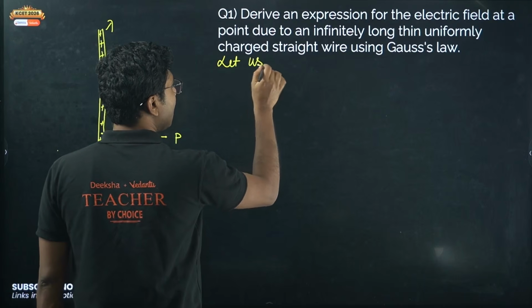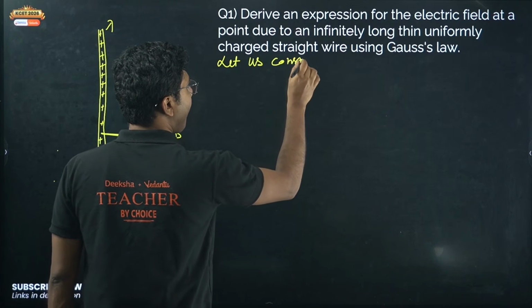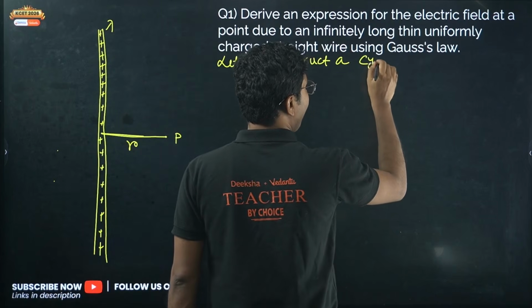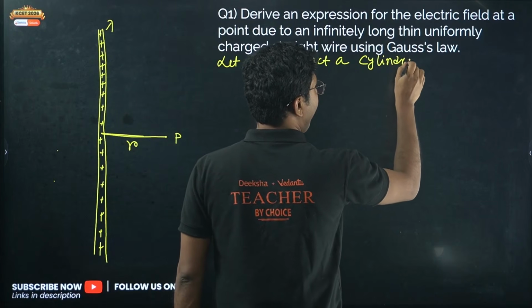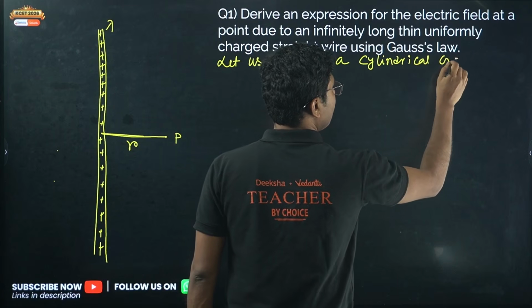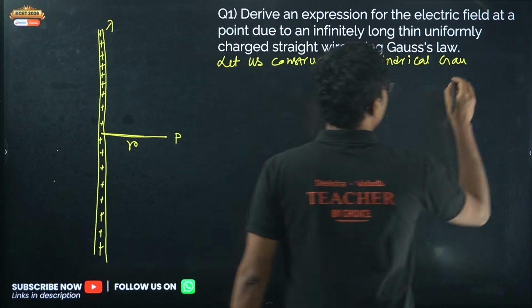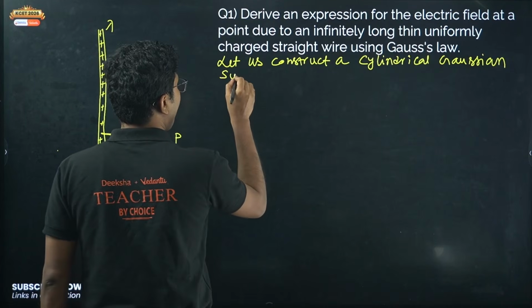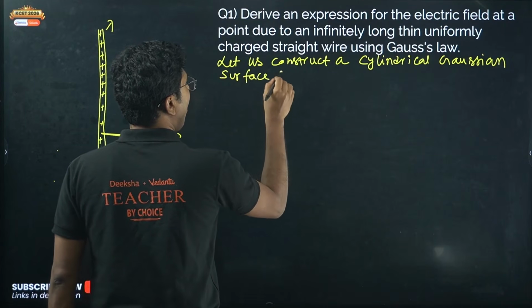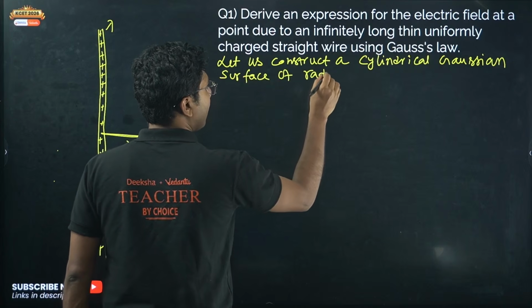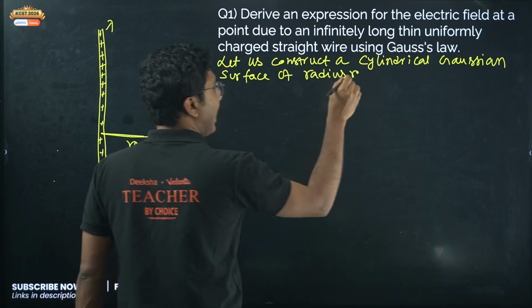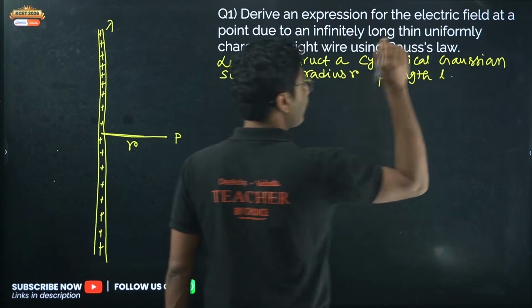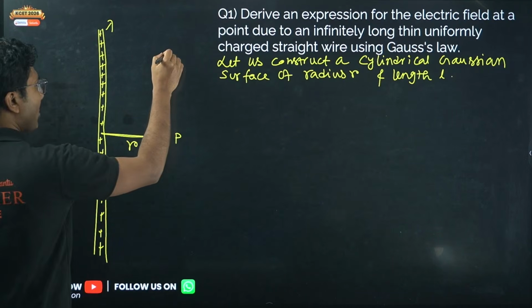Let us construct a cylindrical Gaussian surface of radius r and length L.